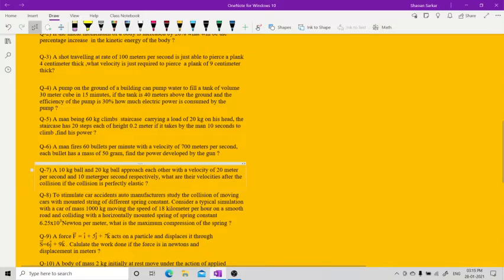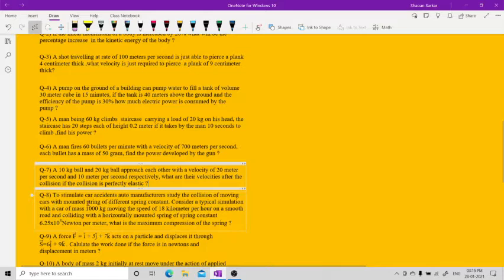Balls of mass 10 kg and 20 kg are moving with 20 meters per second and 10 meters per second. That means the 10 kg ball has 20 meters per second and the 20 kg ball has 10 meters per second velocity. What are the velocities after collision? This is going to become U1, this is going to become U2. Whatever you want to say, you can interchange the way you want.